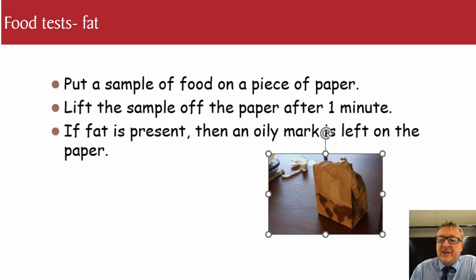Fats. Put a piece of food on a piece of paper, or brown paper. Lift the sample off in about a minute, or you could rub it. If fat is present, then there's an oily mark left on the piece of paper. Okay, and you can see it here. It looks pretty grim. There's the oily mark. Think about your chips, right? When you buy some chips from the chippy, you go home and the paper's gone a little bit see-through. That's a test for fat.